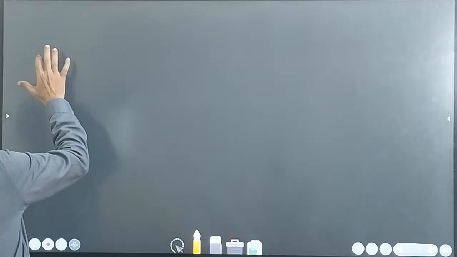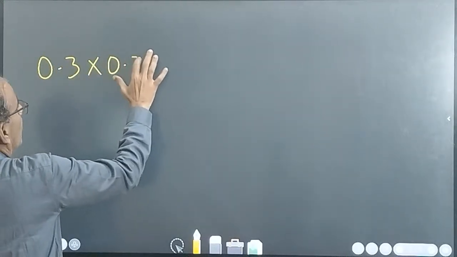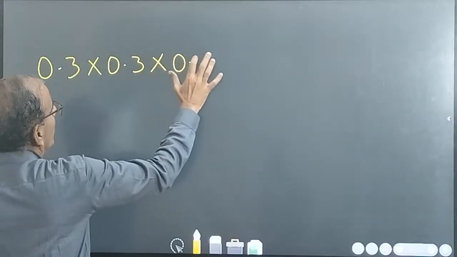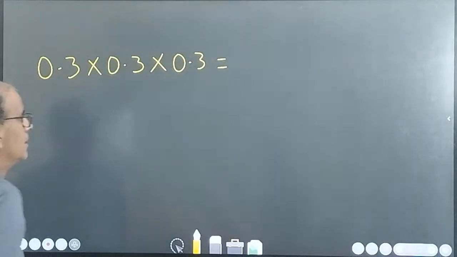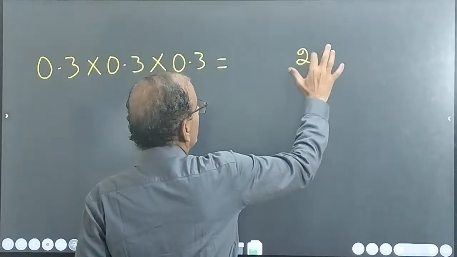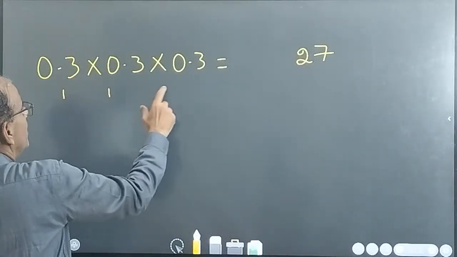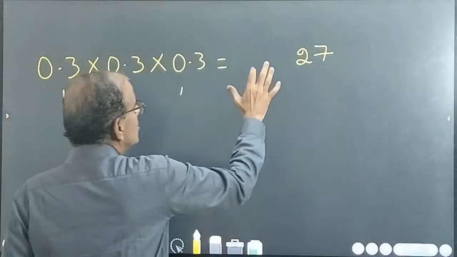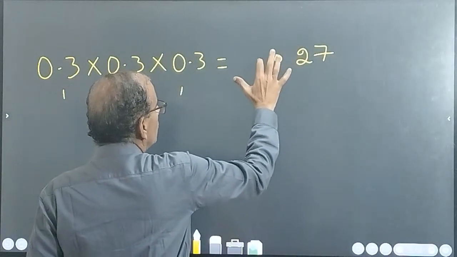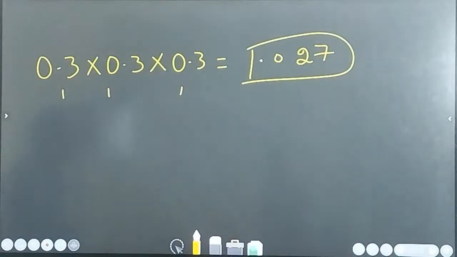Now, 0.3 into 0.3 into 0.3. 3 into 3, 9. 9 into 3, 27. You write 27. After the dot, 1 digit, 1 digit, 1 digit. After the dot, 3 digits should be there. 0.027. What is the answer? 0.027. This is the cube of 0.3.